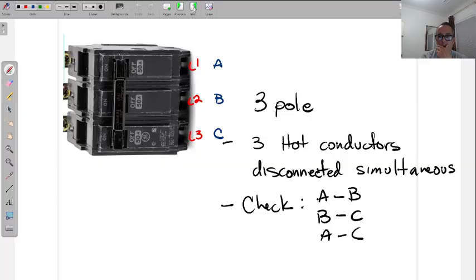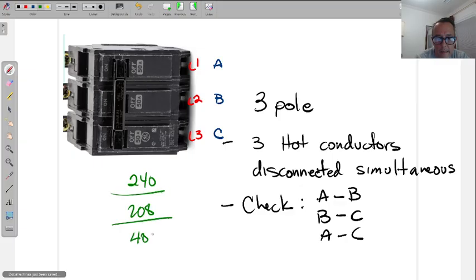Those have to have 240, right? These will have 3 phases, so this will be one of 3. It could be 240 in a high leg or a corner grounded. Any of the deltas could have 240, I should say. Any of the Ys, this could be 208, or this would be 480 as well. Okay. One of these 3, but not 120. Okay.